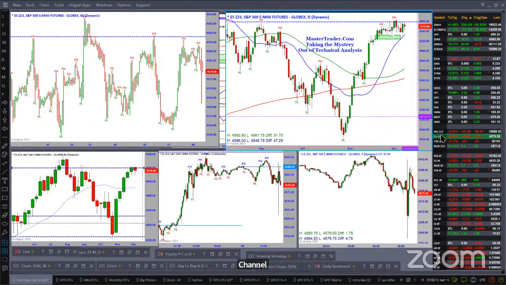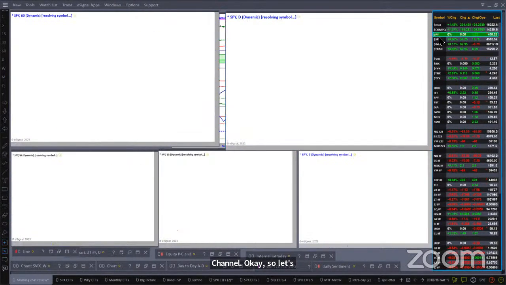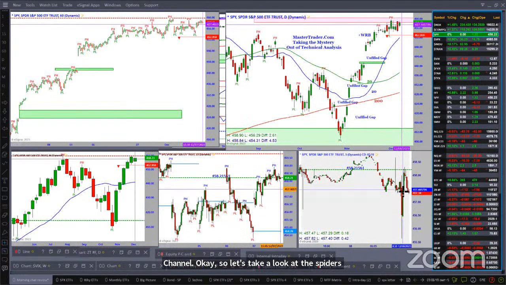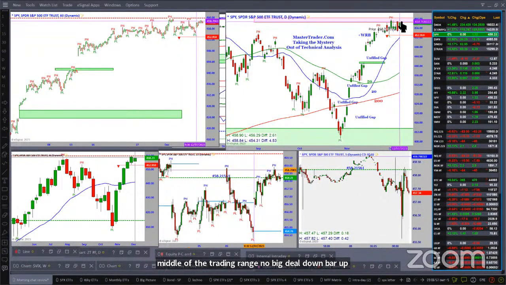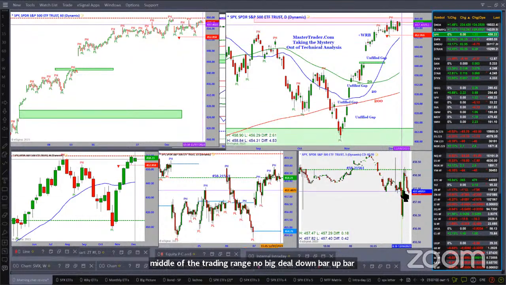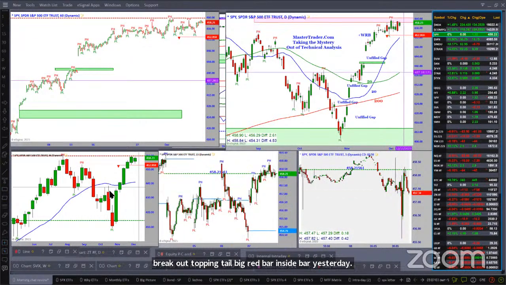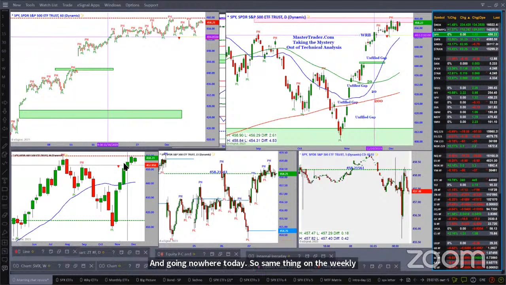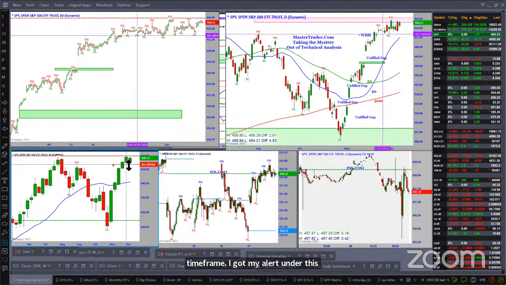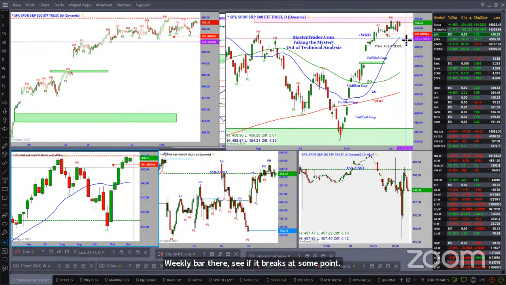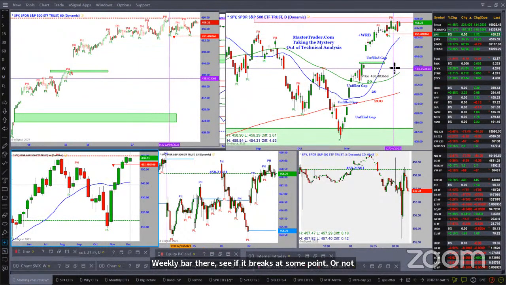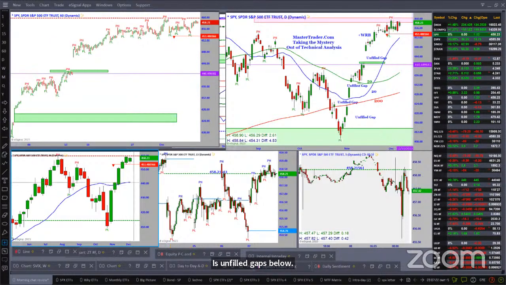Okay, so let's take a look at the spiders, which you can see just whipped around. They're in the middle of the trading range. No big deal. Down bar, up bar breakout, topping tail, big red bar, inside bar yesterday, and going nowhere today. So same thing on the weekly time frame. I got my alert under this weekly bar there, to see if it breaks at some point or not. The 20 MA has not caught up. There's unfilled gaps below. I'm doing nothing here. All right, sideways.